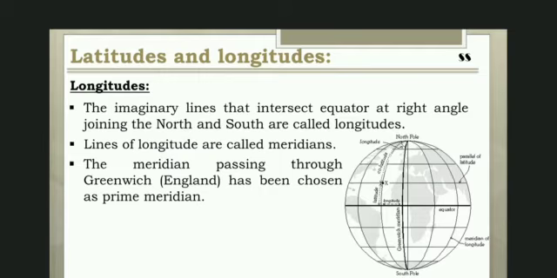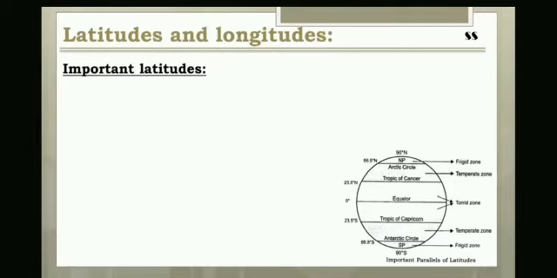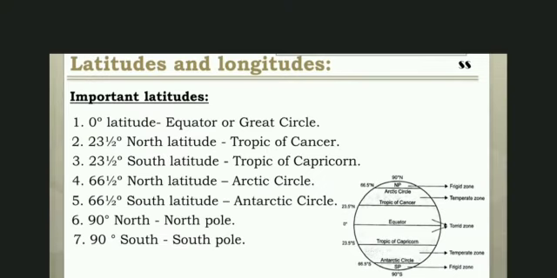The ground distance between 2 degrees of the latitude is 110.2 kilometers, children. Now about the important latitudes, children. 0 latitude, equator or great circle, it is called. 23.5 degree north latitude is called the Tropic of Cancer. 23.5 degree south latitude, the Tropic of Capricorn. 66.5 degree north latitude is known as the Arctic Circle.